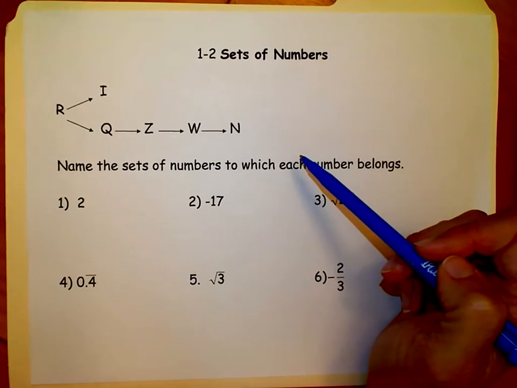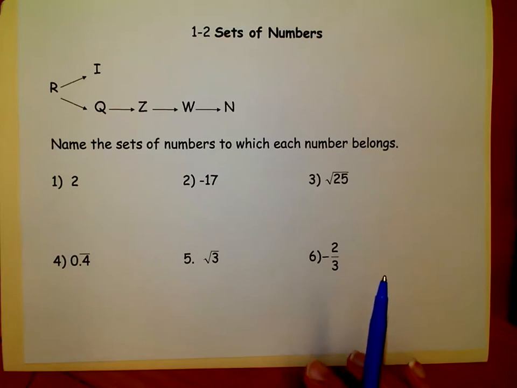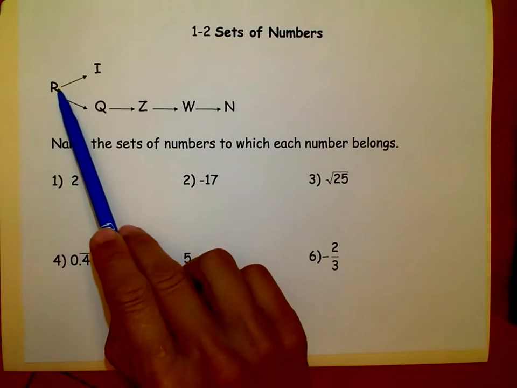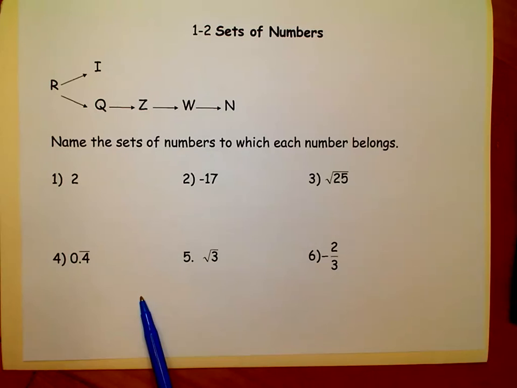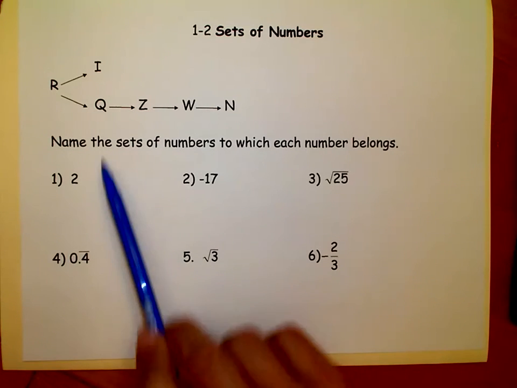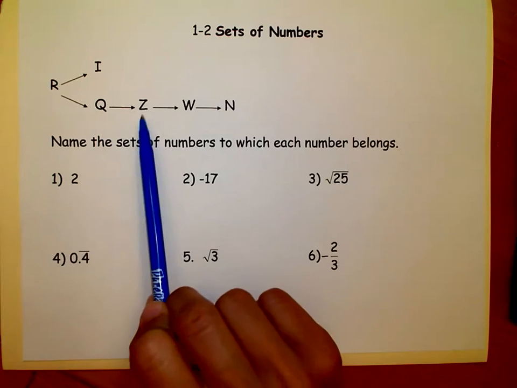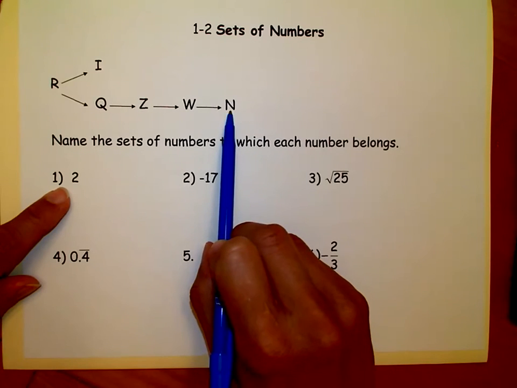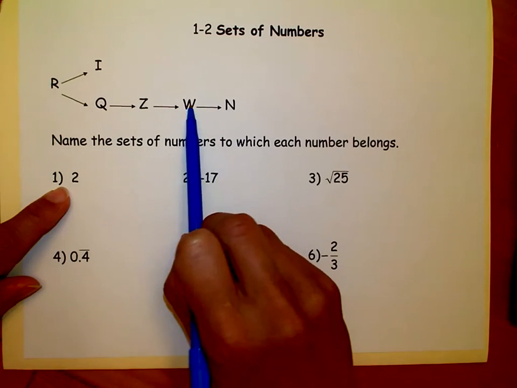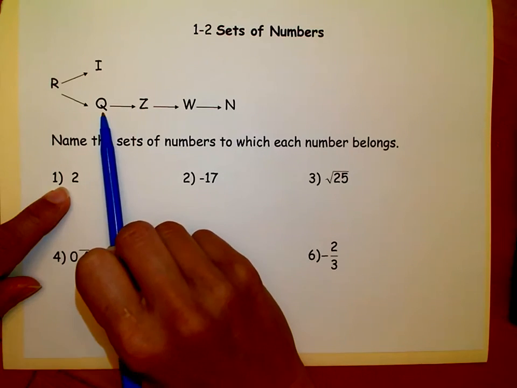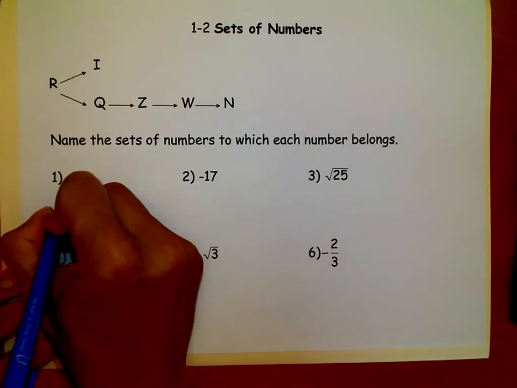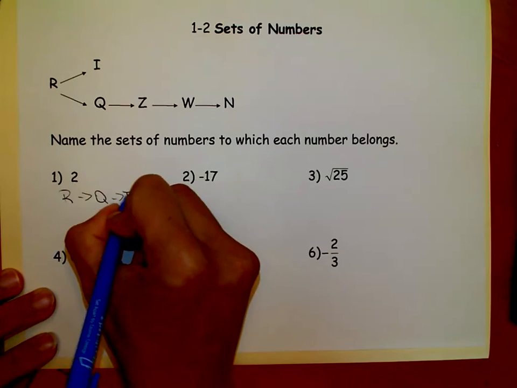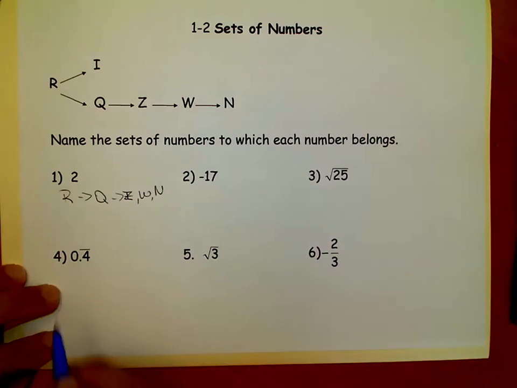But in your book, they'll give you some numbers and they'll ask you, what sets do these numbers belong to? Well, remember, all of them are real numbers because you've only learned real numbers. So everything's going to be a real number. And then you have a choice between irrational and rational, and then integer, whole number, natural number. So let's start here. 2 is a natural number. But if it's natural, it's also whole, an integer, a rational number, and a real number. So we have to write all those. So 2 is all of them.